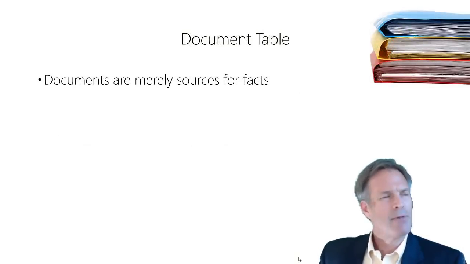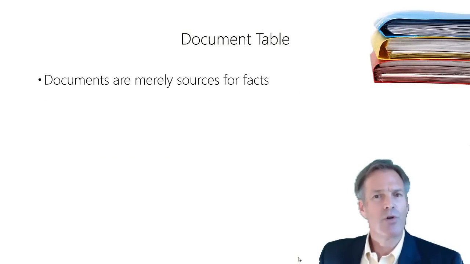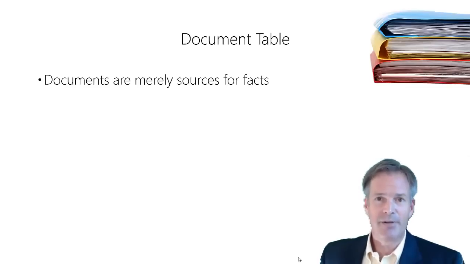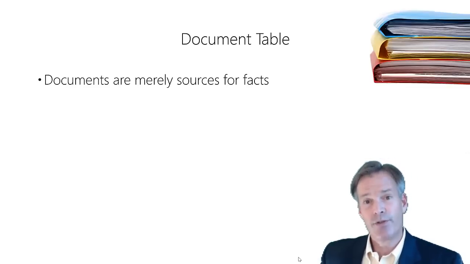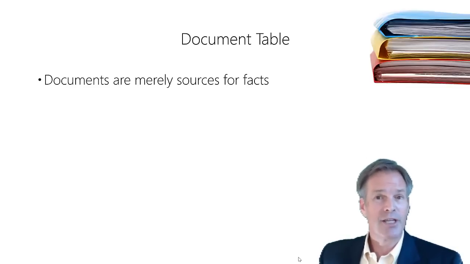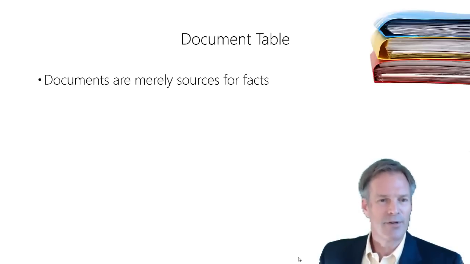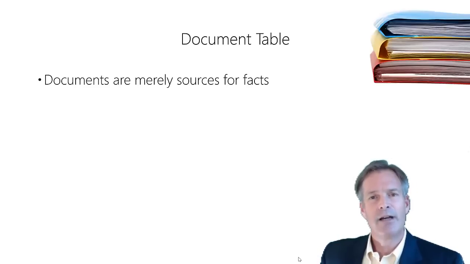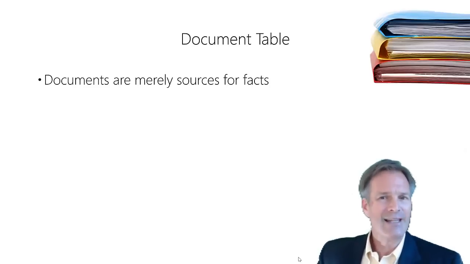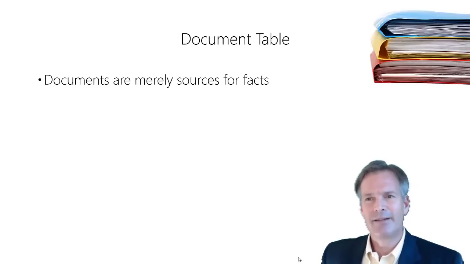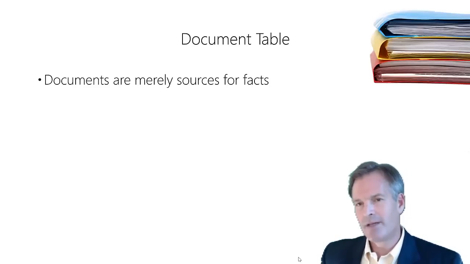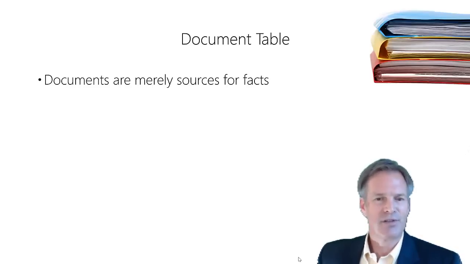Okay, the last table that we'll talk about in our general overview here is the document table. Now, again, this is just our general overview. We're going to spend more time talking about documents and organizing documents, manipulating, Bates numbering documents, etc., in an upcoming lecture. But at a high level, keep in mind that documents, just like people and issues, are not ends in themselves. They are merely sources for facts.